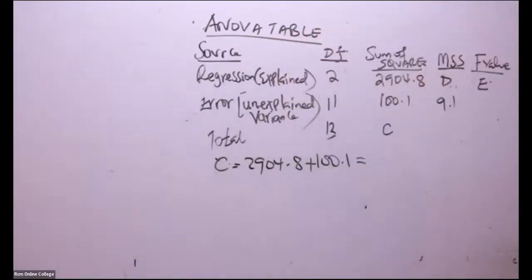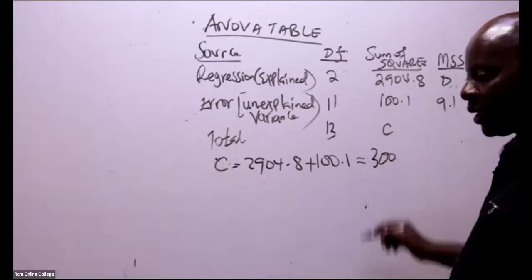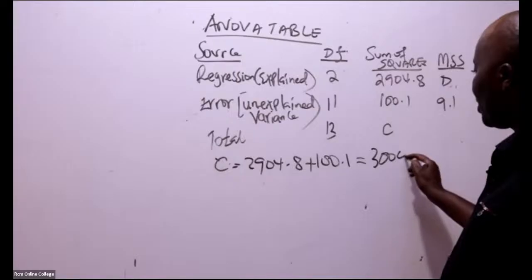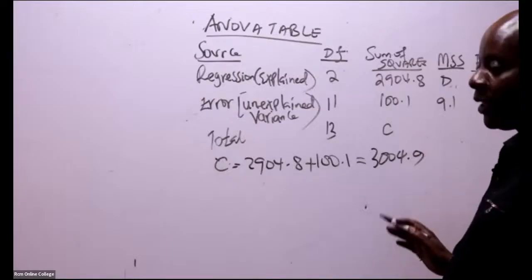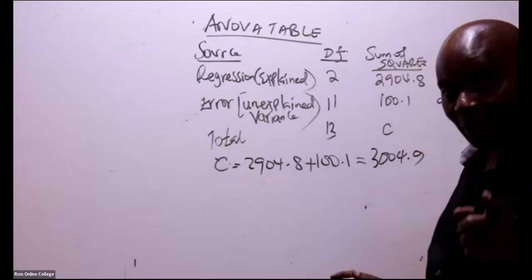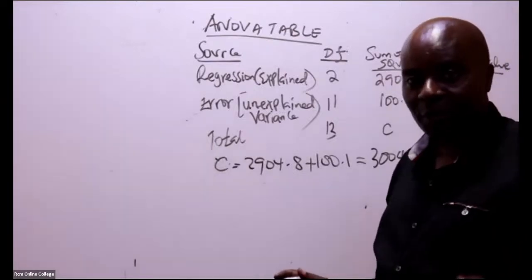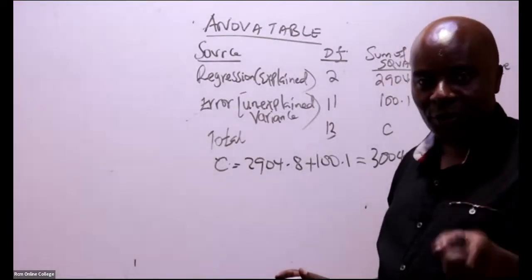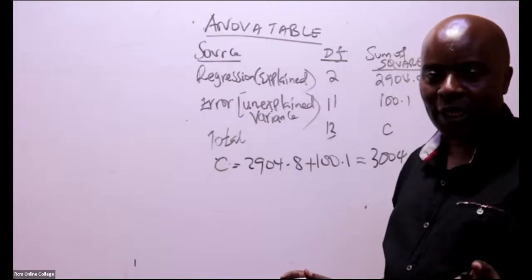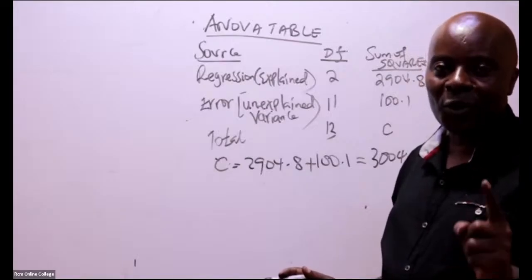I'm waiting to get a number from you. So this is 3,004.9, like that. Thank you so much. Now you are the ones giving me these answers. Last semester, you were not able to get those answers, but don't worry. You'll even see this next one and be able to get it right.